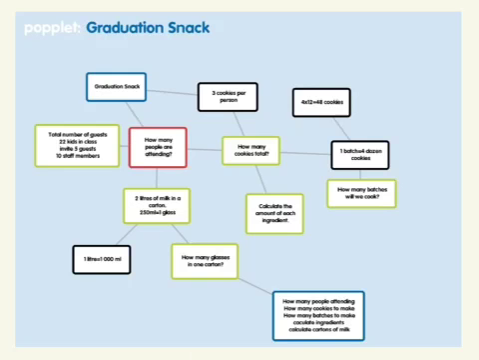I can go to my poplet and cross off how many people are attending, because I have done that. Now I'm going to move on to how many cookies total. The black ones mean it's information. So the information here is 3 cookies per person. I must remember this for my calculation.